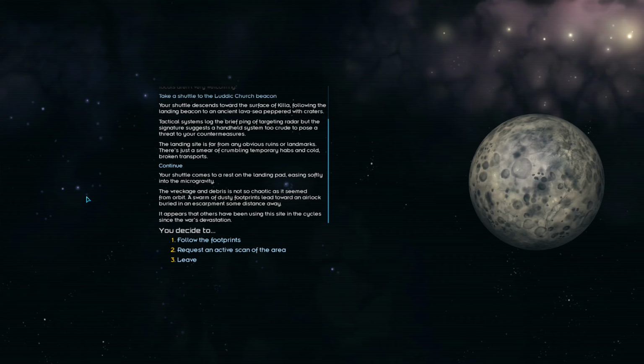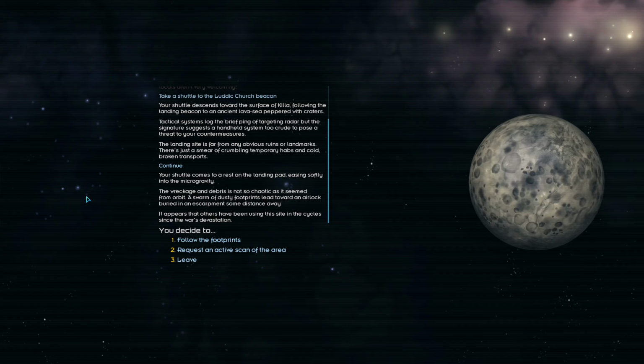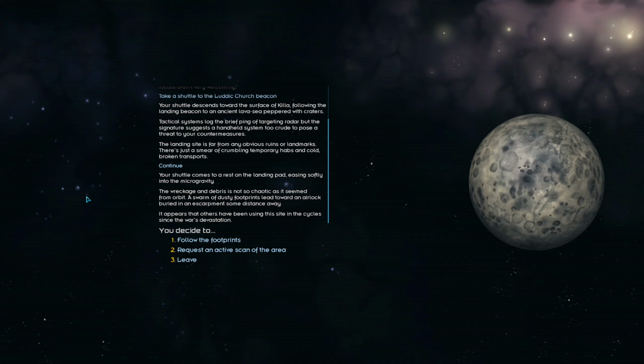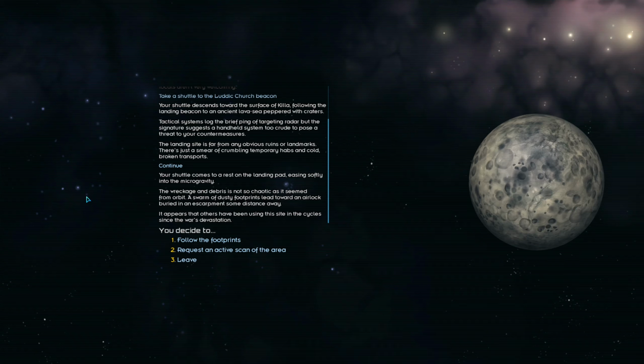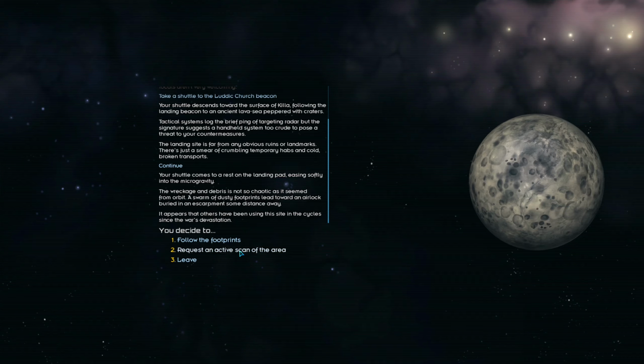Your shuttle comes to a rest on the landing pad, easing softly into the microgravity. The wreckage and debris is not so chaotic as it seemed from orbit. A swarm of dusty footprints leads toward an airlock buried in an escarpment some distance away. It appears that others have been using this site in the cycle since the war's devastation. Let's do an active scan.